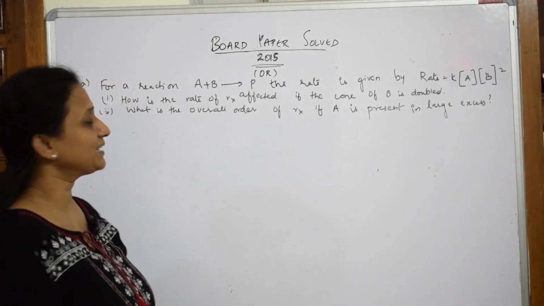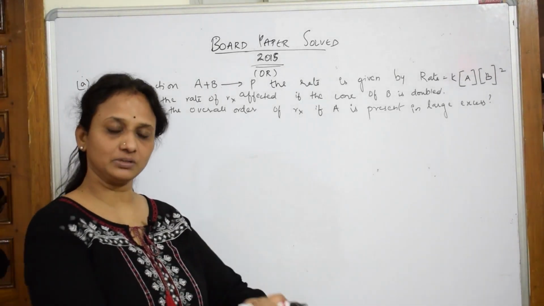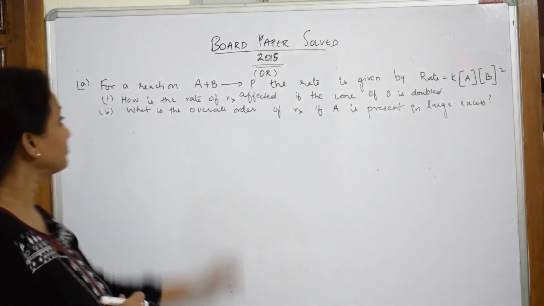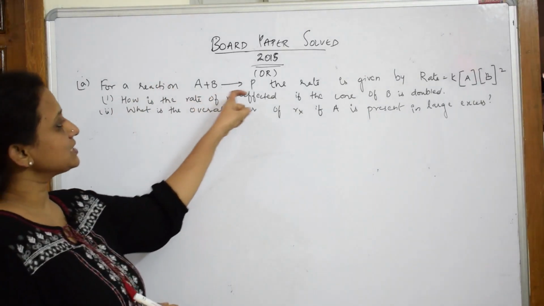So let us come back. This is actually a 2015 paper only, but it is a choice question given in 2015. Let us read the question, solve it. So for a reaction, A plus B is giving me products.